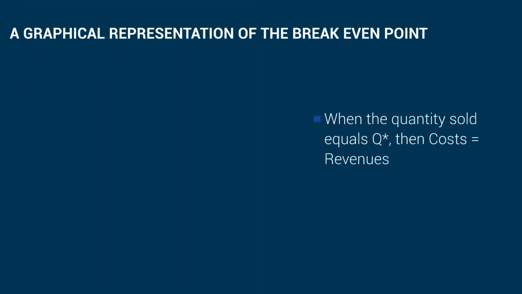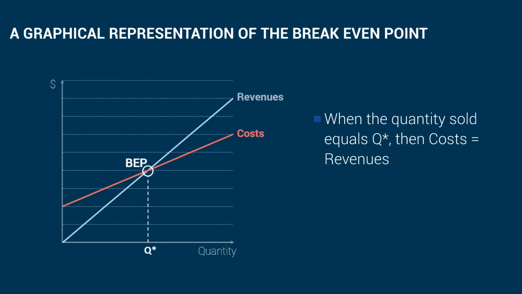Graphically, the break-even point can be shown as the point where the lines representing cost and revenue intersect. At this point, the value for quantity can be indicated by Q star. Thus, when the quantity of products sold equals Q star, revenue and costs are equal and we are at exactly the point of breaking even.